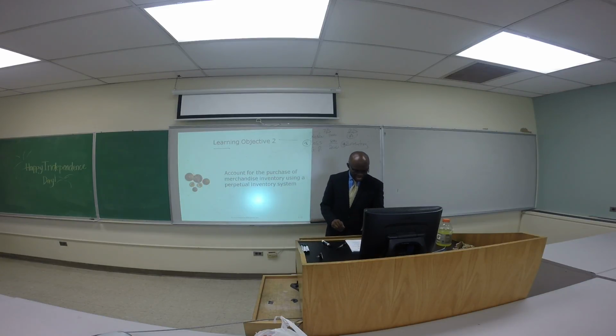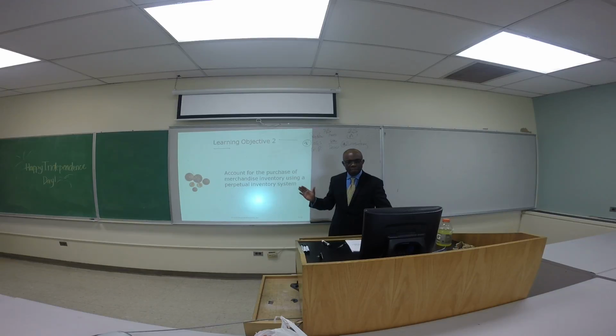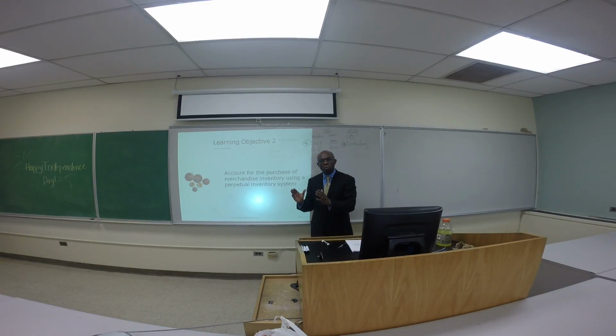Moving along, let's take a look at objective 2. Here we are going to account for the purchase of merchandise inventory using the perpetual inventory system. I want you to know here that for the remaining part of this chapter, we are going to zero in on the perpetual inventory system, not the periodic, all right? And we are going to test you on the perpetual inventory system as well.